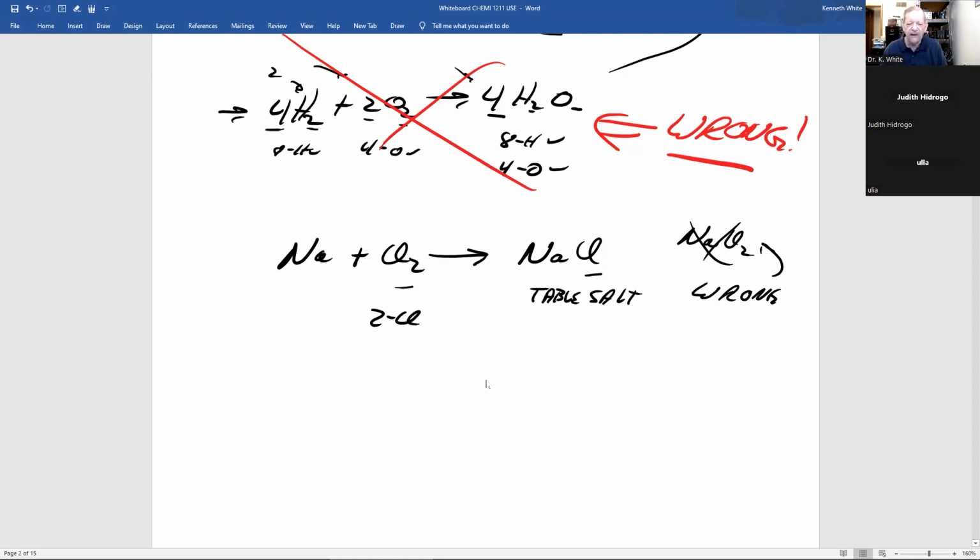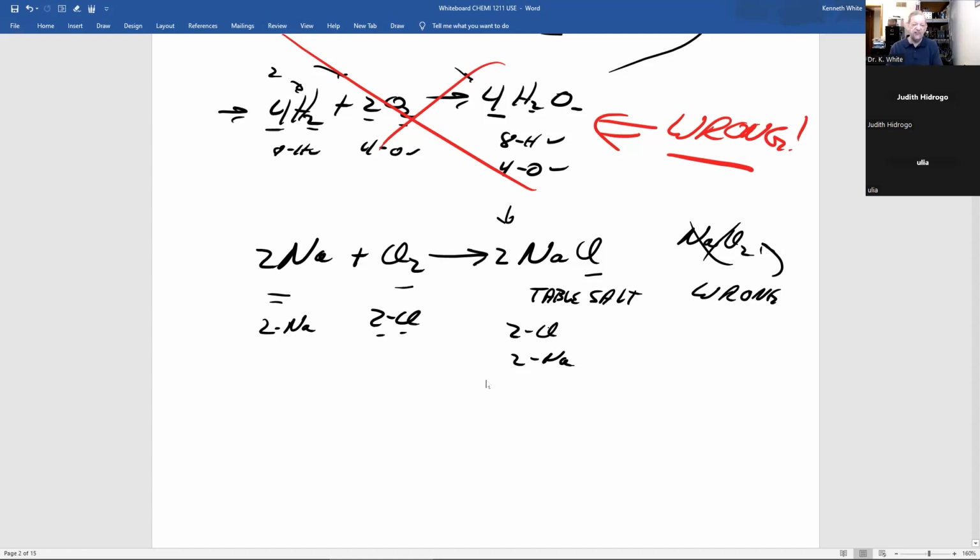But we can't change the formula, but we can change the coefficient. How do I get 2 chlorine on this side? I change the coefficient to 2. And now I have 2 chlorine, but I also have 2 sodium. How do I get 2 sodium on this side? That's right. You change the coefficient. If I want 2 sodium, 2 times 1, I have 2 sodium.